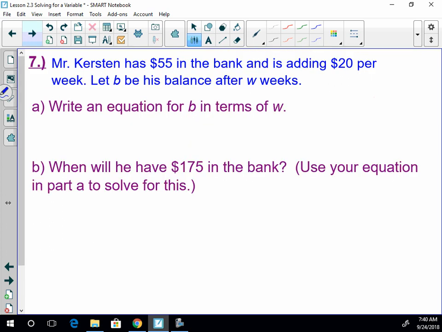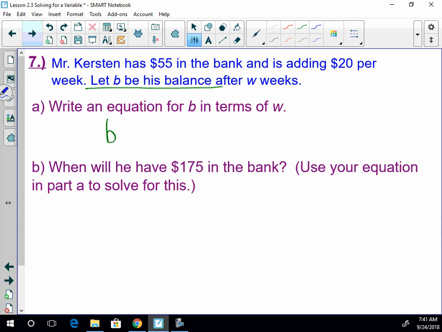All right, Mr. Kirsten has $55 in the bank and is adding $20 per week. Let B be his balance after W weeks. Write an equation for B in terms of W. So what do we have? Let B be the balance in his bank account.